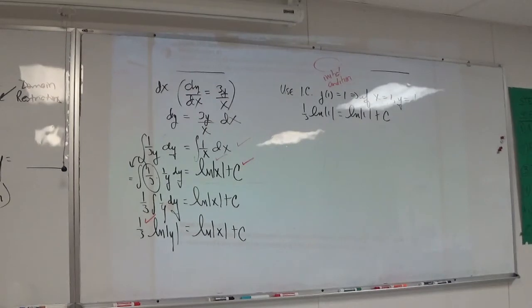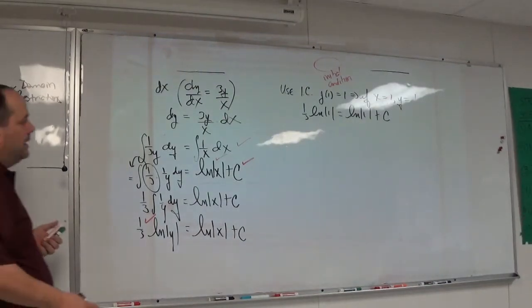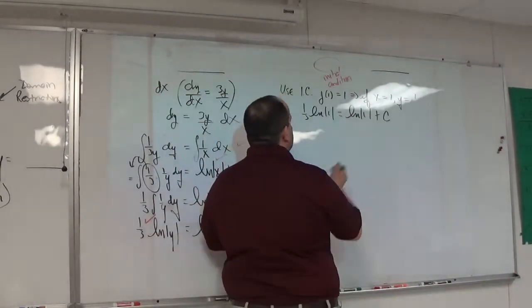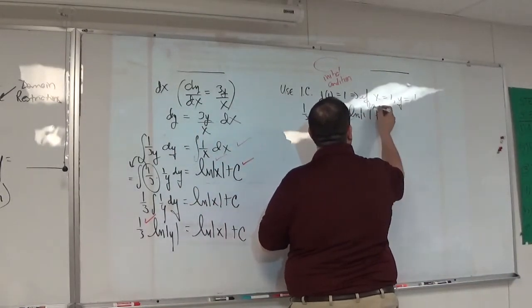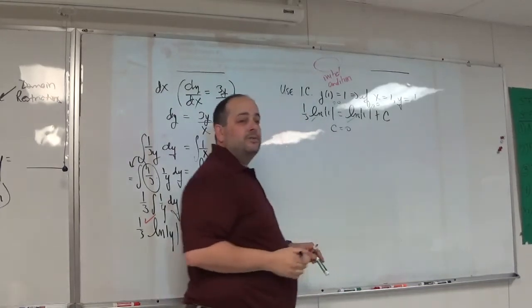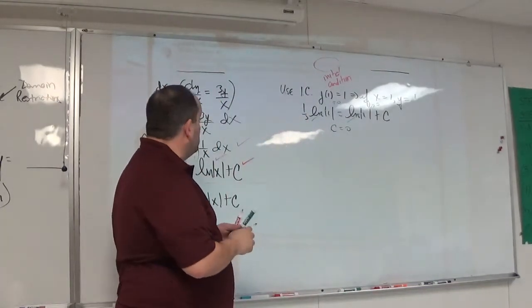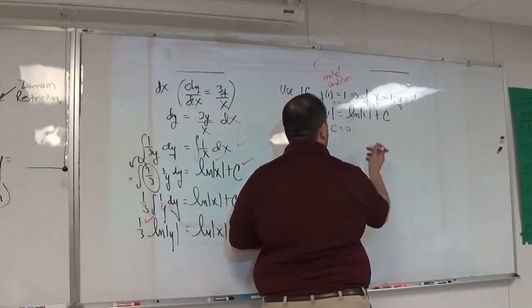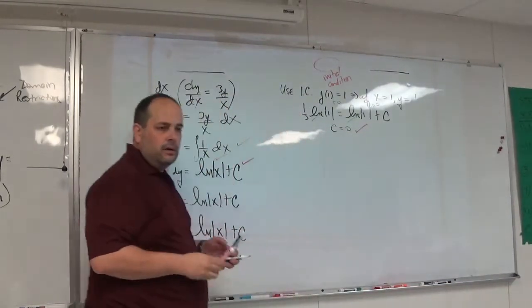Natural log of 1. Everybody needs to know this one. Natural log of 1 is what again? 0. What's c? C is 0. Now that you've used the initial condition and figured out c, you pick up another point.